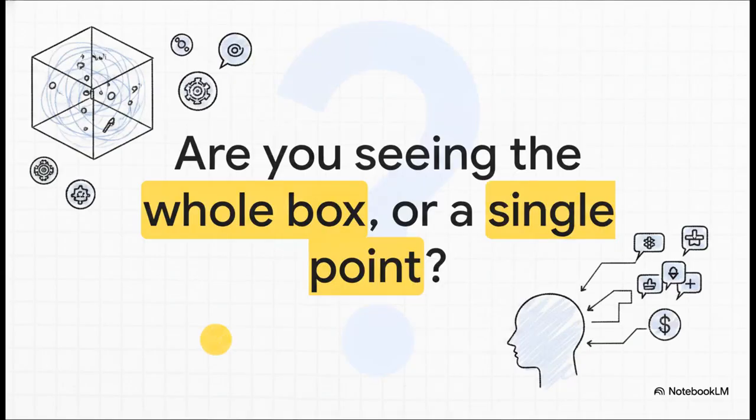Which leaves us with this final thought. We make informal assessments every single day without even realizing it. But human beings are incredibly complex. We're not just our intelligence or our interests or our personality traits alone. We are the multidimensional combination of all of these things. So, the next time you quickly label someone as dominant or smart, ask yourself, are you seeing their whole multidimensional box, or are you just looking at a single point?